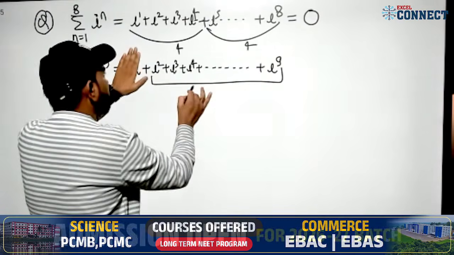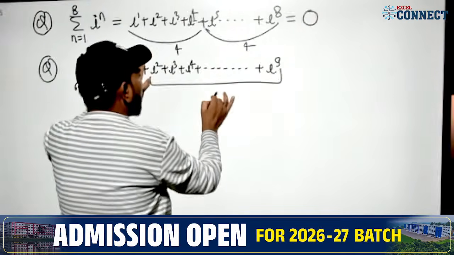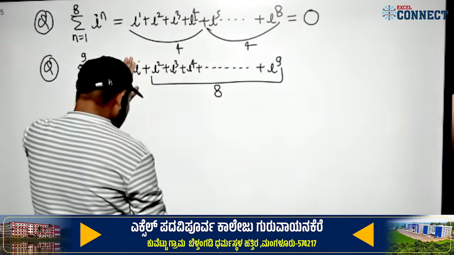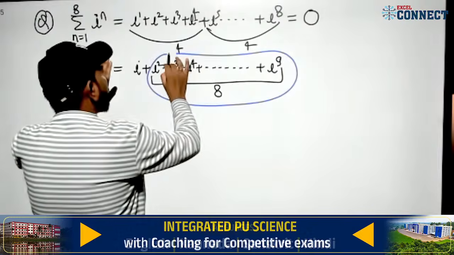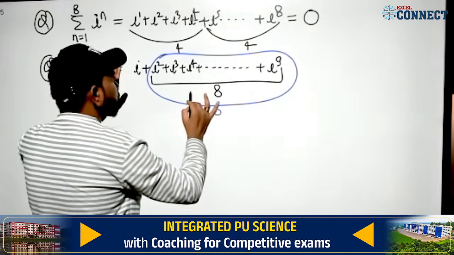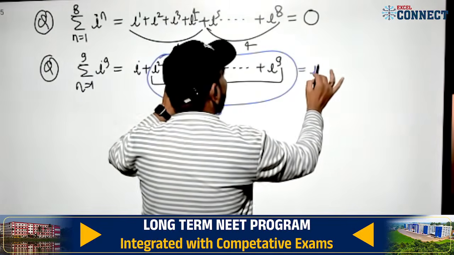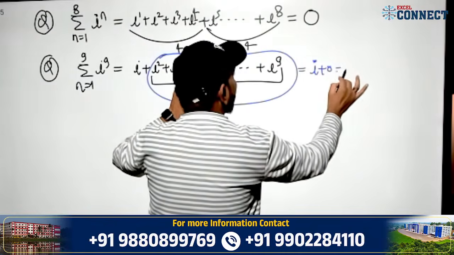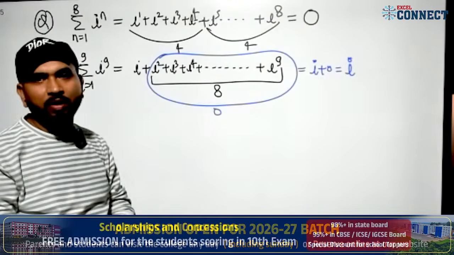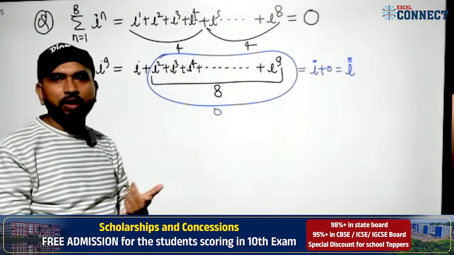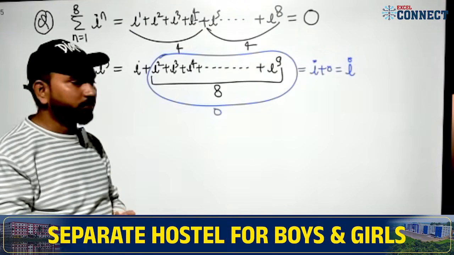Then up to here, how many terms? Total 8 terms. So the summation of these terms is equal to 0. So our answer is iota plus 0, which means only and only iota. Yes, iota is correct, not minus iota. Omkar, very good.